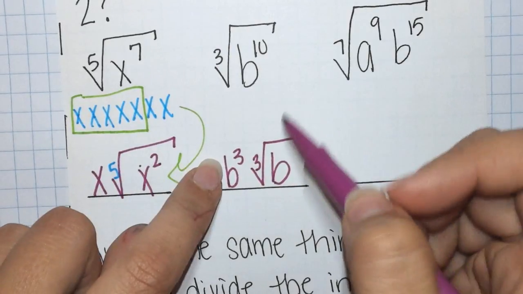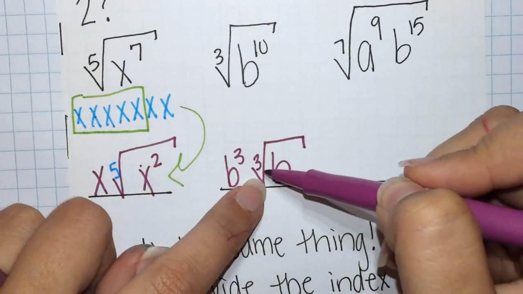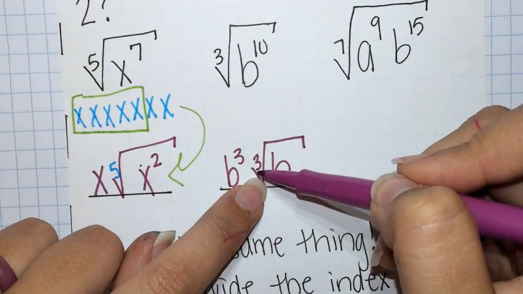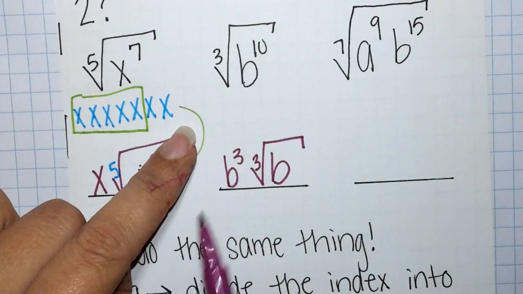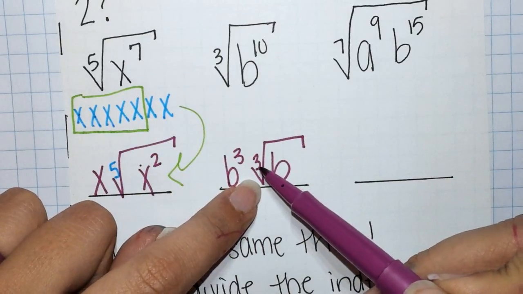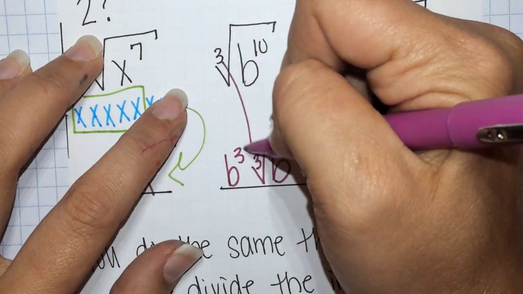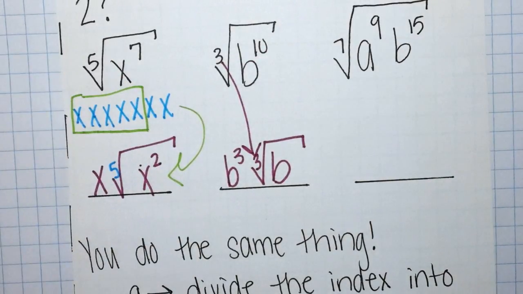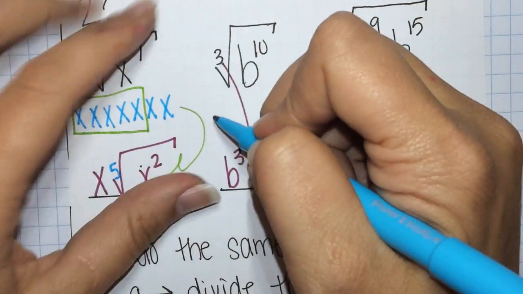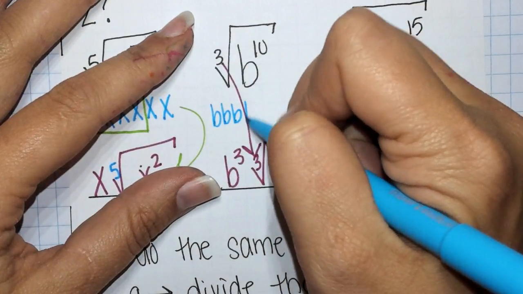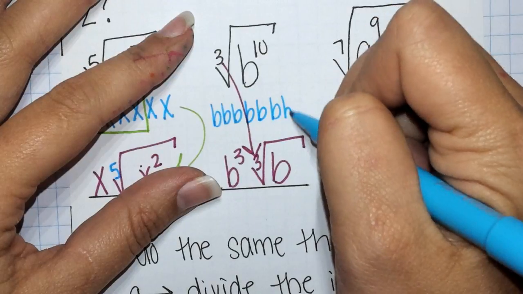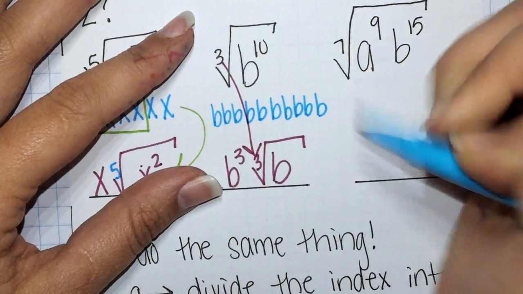Do you see how you didn't have this cube right here? So you had the cube on the b, but you didn't have the 3 in the index. So you have to write both of those. Be careful that you bring this down every time. Did anybody draw out their b's? Good. All right, so 1, 2, 3, 4, 5, 6, 7, 8, 9, 10.